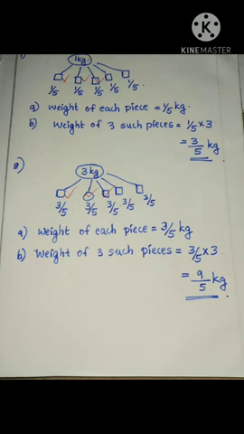Next question. Find the weight of 3 such pieces. So weight of one piece is 3 by 5 kilogram. Then weight of 3 such pieces is equal to 3 by 5 into 3. Where 3 by 5 is the weight of one piece. Then weight of 3 pieces 3 by 5 into 3. 3 into 3, that is 9 divided by 5. So weight of 3 pieces is 9 by 5 kilogram.